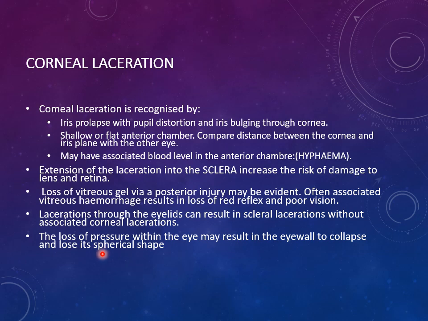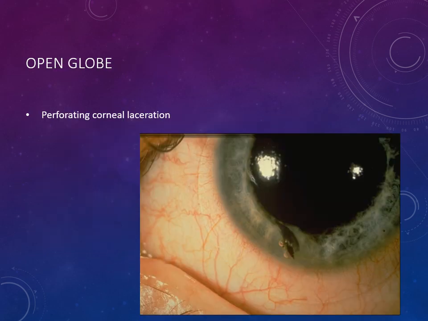If we have laceration through the eyelids, that makes us suspicious of scleral laceration in addition to the eyelid laceration. So this is a perforating corneal laceration. This is the corneal defect with some iris defect also.